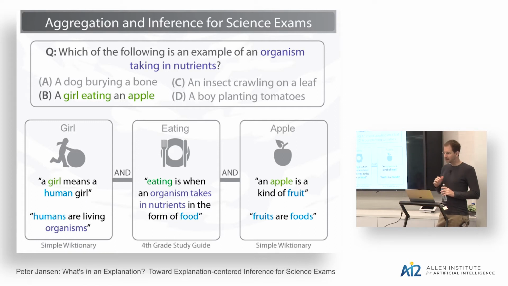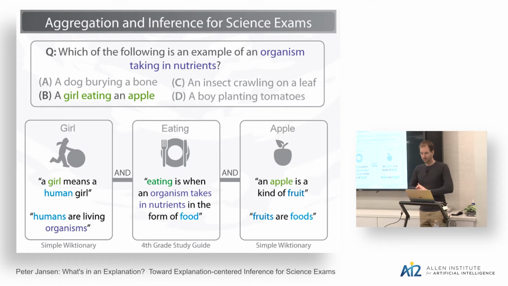We also need to know that eating is when an organism takes in nutrients in the form of food. We might find this from the study guide, the Barron's study guide. We also need to know that an apple is a kind of fruit and that fruits are kinds of foods. And so these 5 sentences, if we aggregate them together for this toy question, we can form a compelling human readable justification.